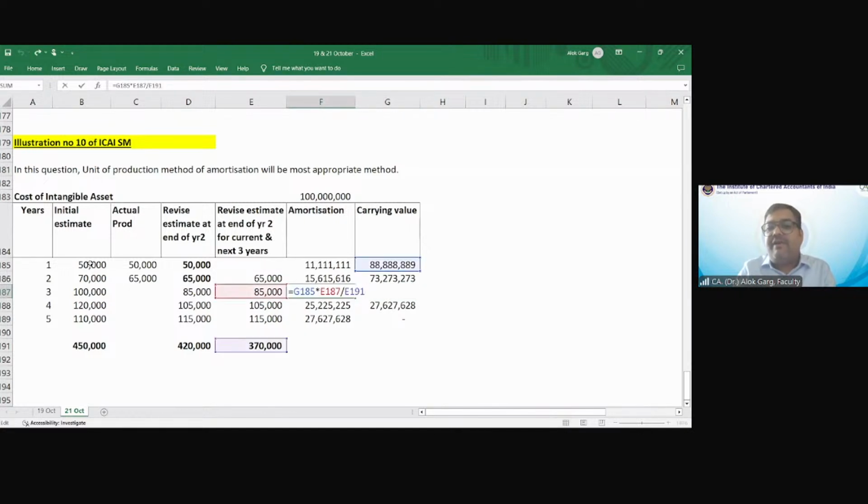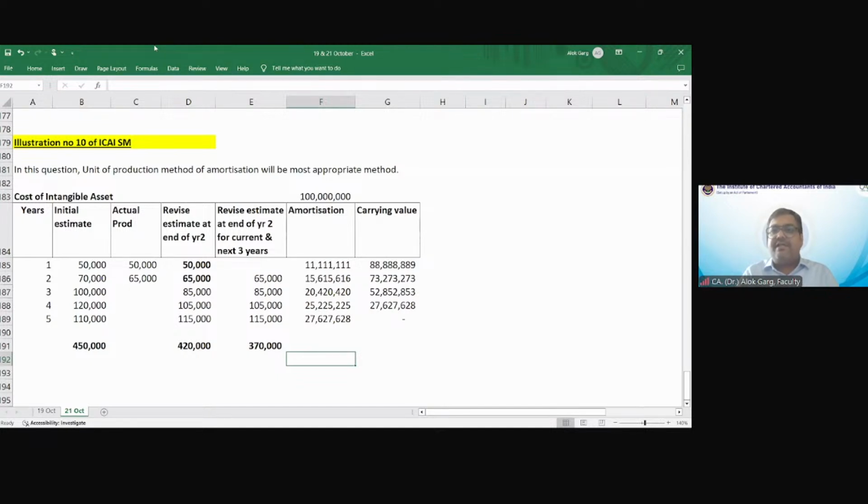Or what I can do? Simple. 85 divided by 370. This multiply by 85 divided by 370. This multiply by 105 divided by 370. This multiply by 115 divided by 370. Right. So this is what we can do for the purpose of amortization on the basis of unit of production method.